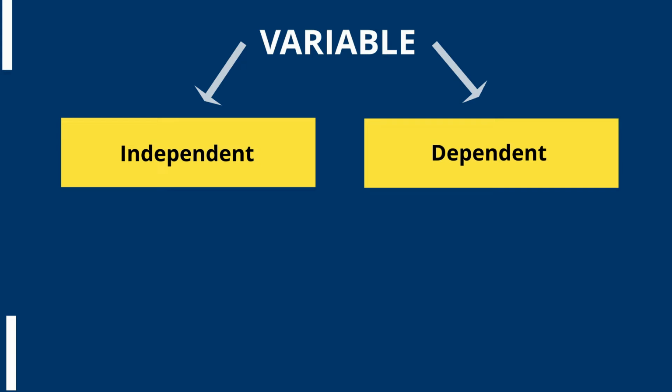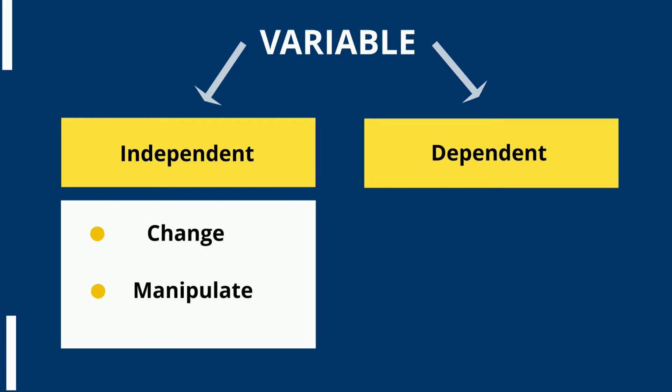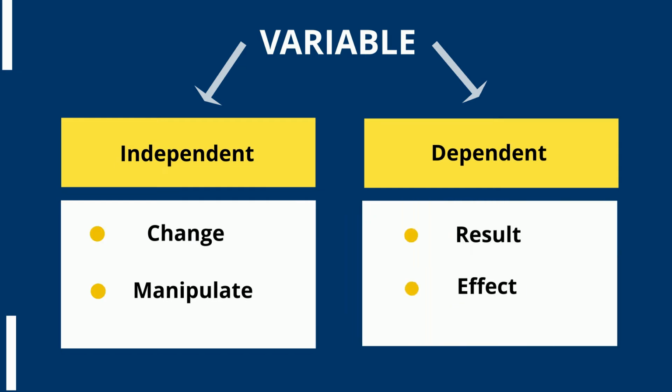An independent variable is the variable that the researcher changes or manipulates. The dependent variable changes in response to the changes in the independent variable.